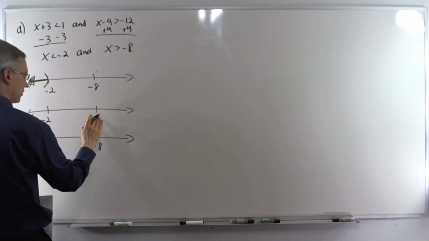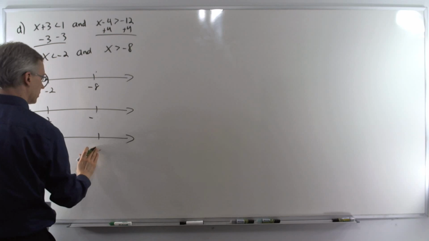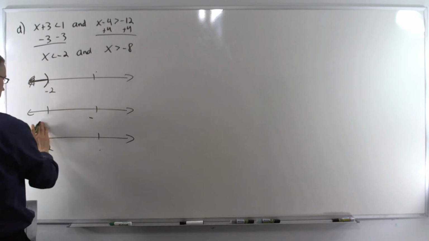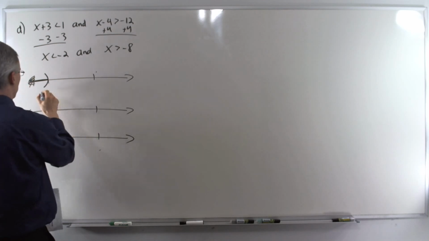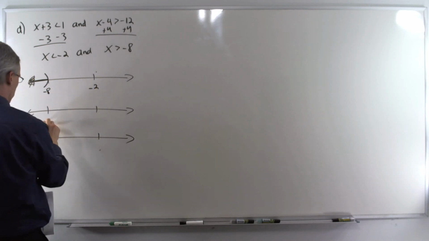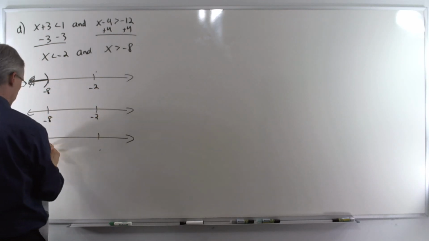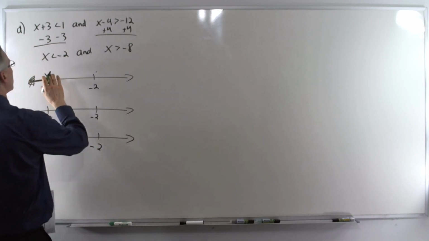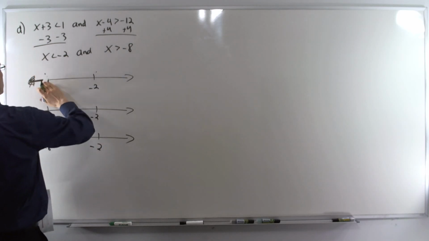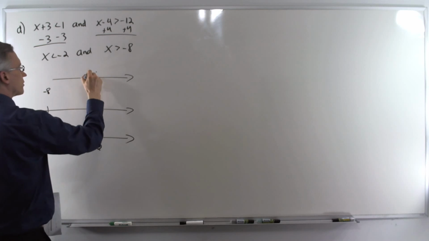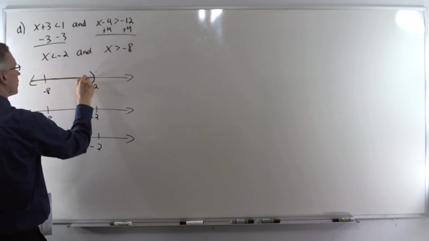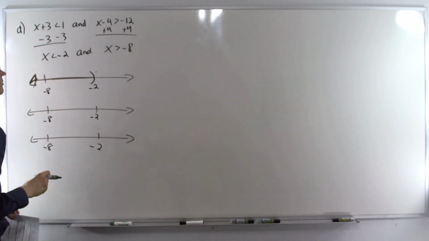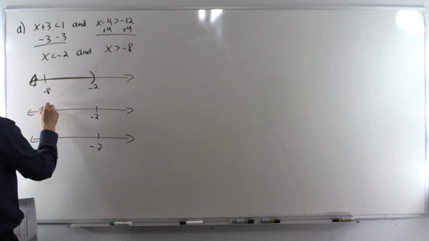What in the world? Pardon me for 1 second here. There's -2. That's better. Okay, greater than -8. So now we're going this way.